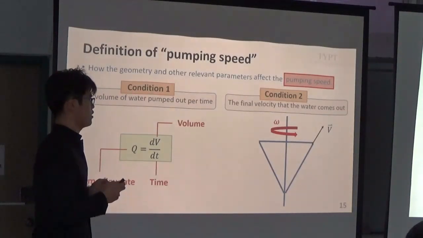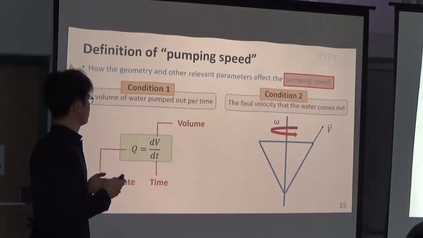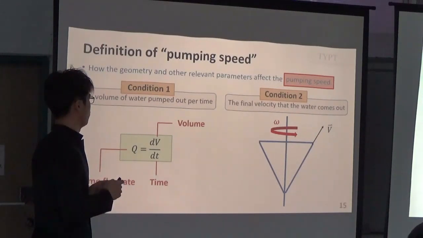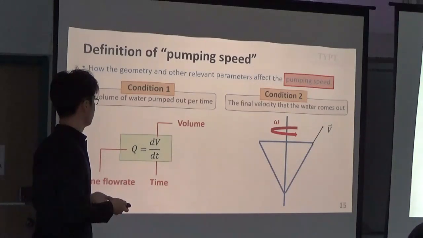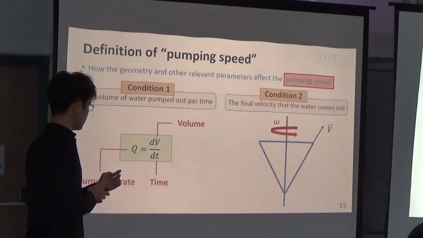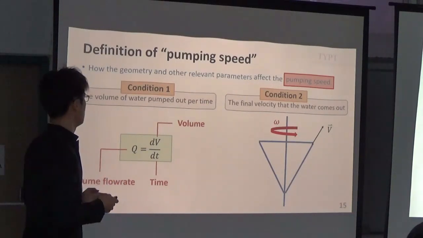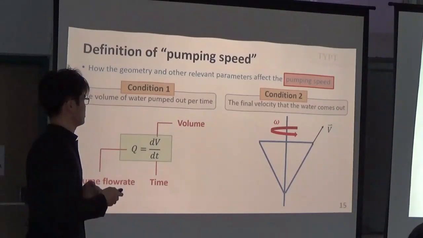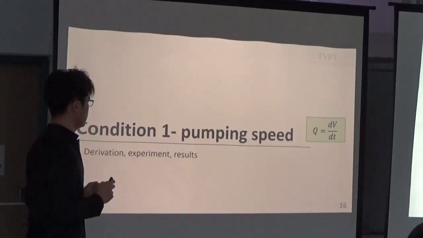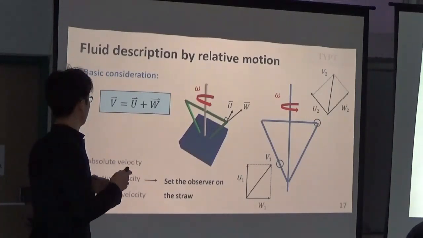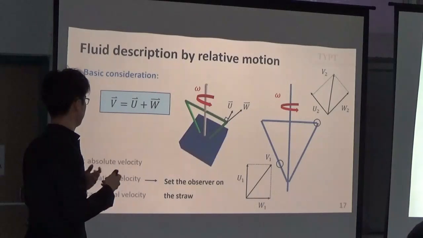Next, I would like to clarify the definition of pumping speed. Because in the problem statement, we are asked to investigate how the relevant parameters affect the pumping speed, I separated it into two different conditions. Condition one is the volume of water pumped out per unit time. Condition two is the final velocity at which the water comes out from the straw. First, I would like to talk about condition one, the pumping speed, and describe the motion of the fluid by relative motion.